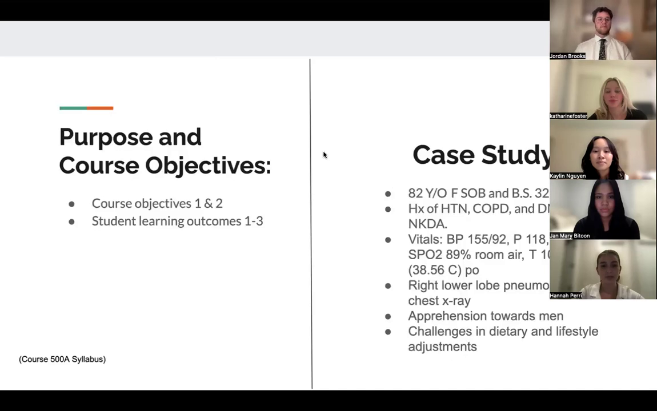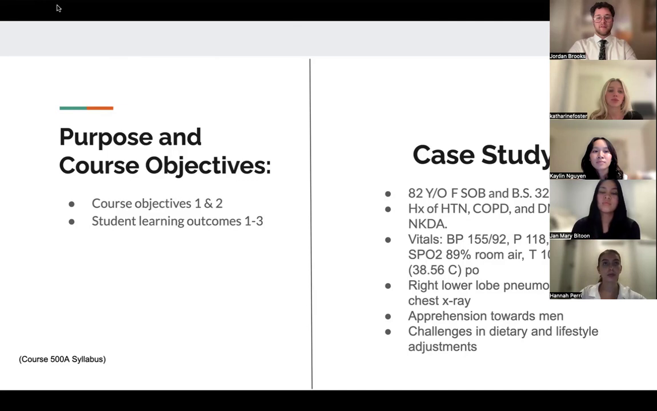Purpose and course objectives. Course objectives 1 and 2, student learning outcomes 1 through 3. This is going to explain the pathophysiology of the disease by using clinical manifestations from our case study to link diagnostic treatment of altered health states across the lifespan, and identify indicators of mortality and morbidity that impact healthcare and healthcare outcomes across the lifespan.